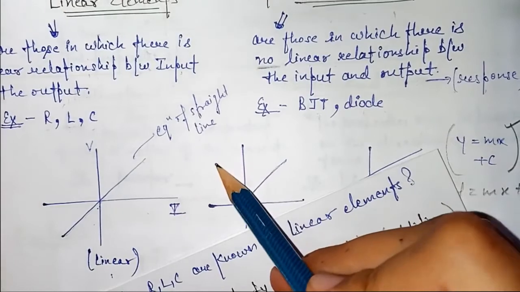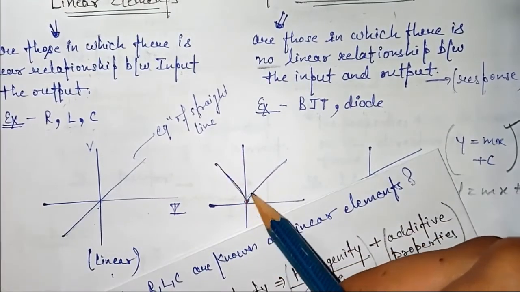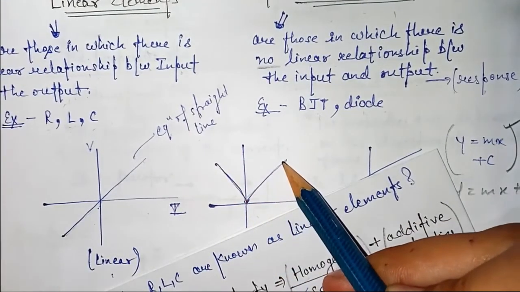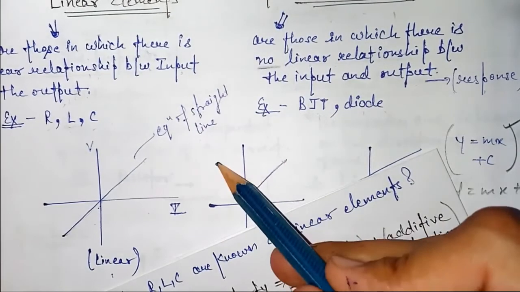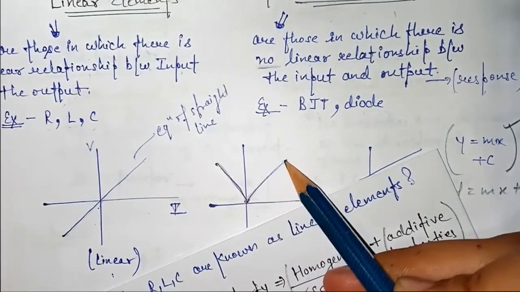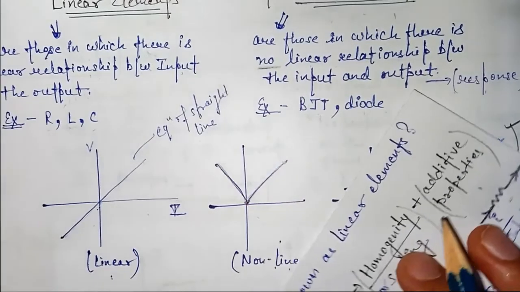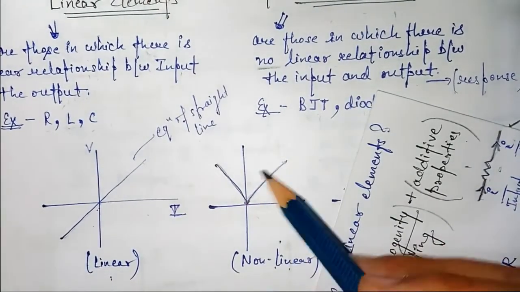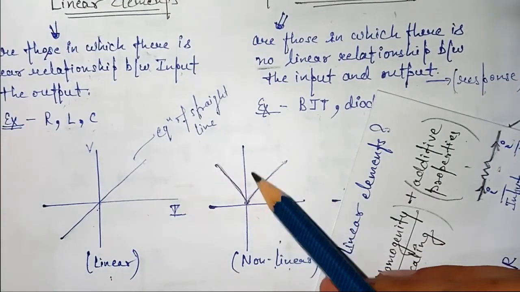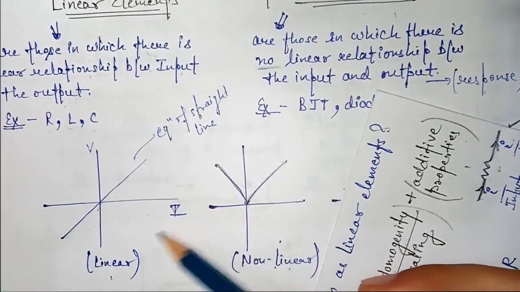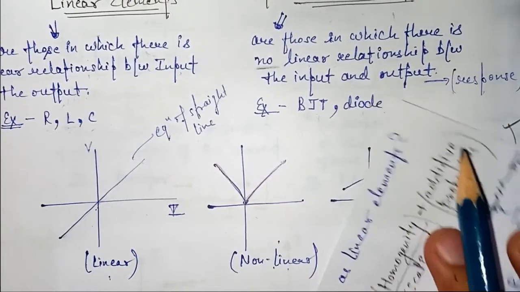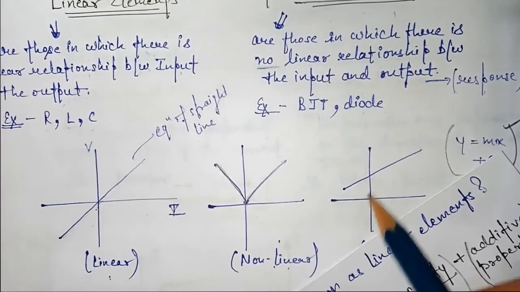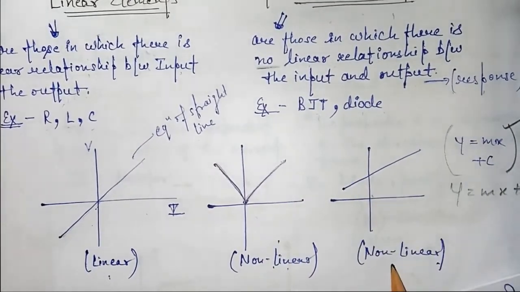In this case, you see that the line doesn't pass through the origin. The line comes here, and thus it means it is non-linear. We can define linear and non-linear by only seeing the graph, whether it is passing through the origin or not. Here, see, it does not pass through the origin, and the answer is non-linear.